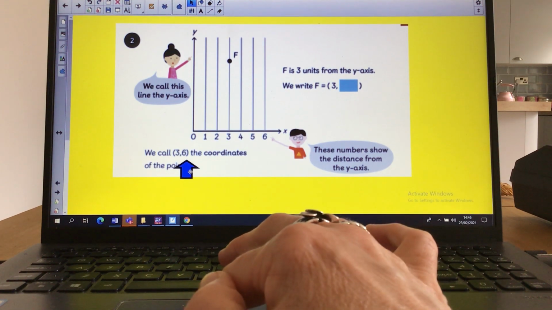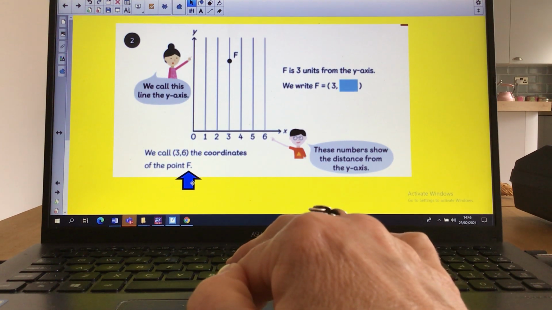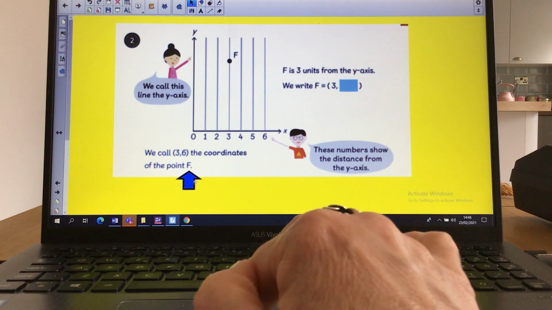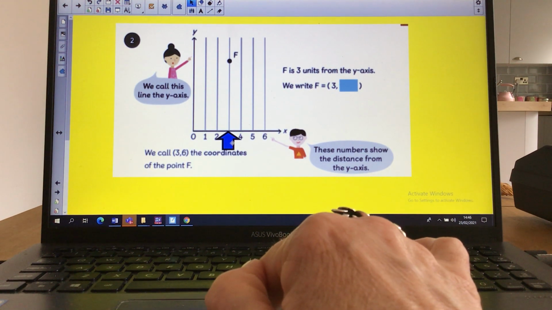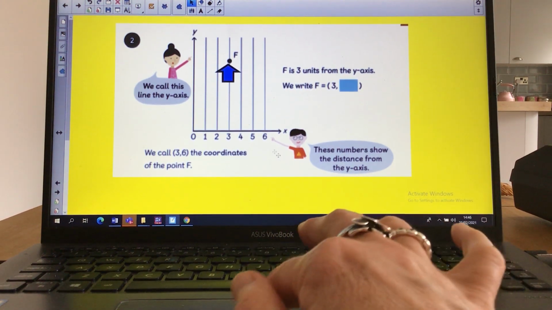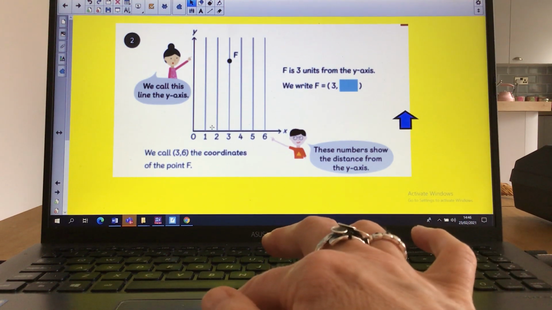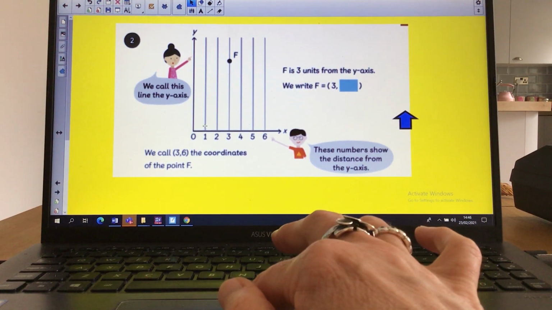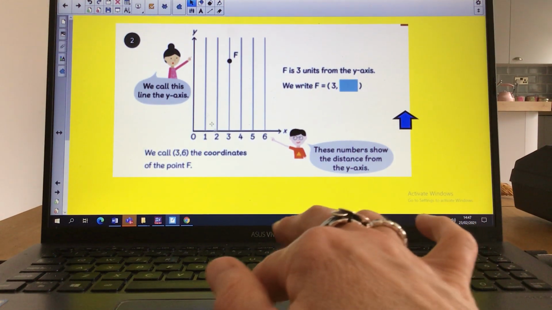We call 3, 6 the coordinates of the point F. So that's in brackets, it's got a comma between 3, 6. These numbers show the distance from the y-axis. So this one's 1 from y, this is 2, this is 3.